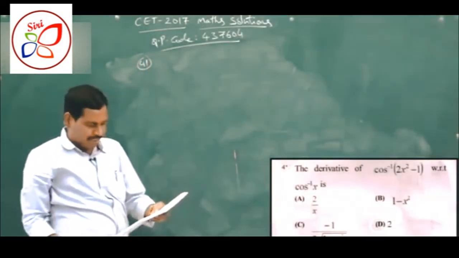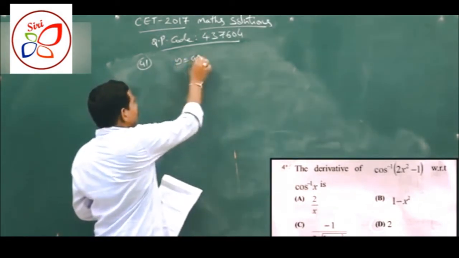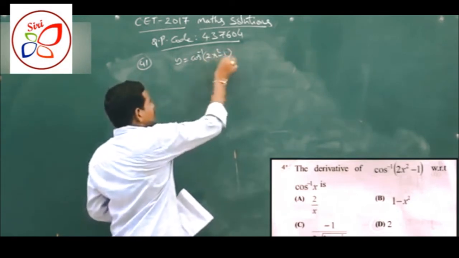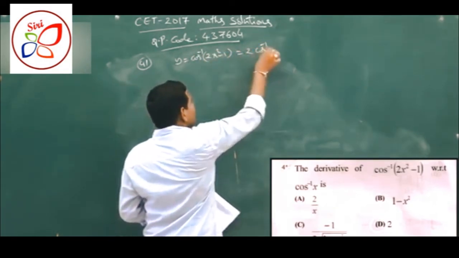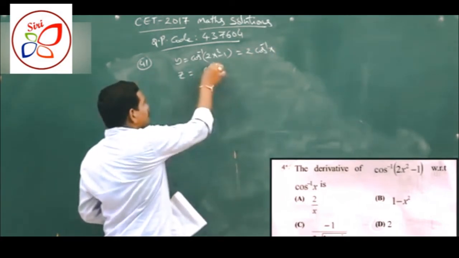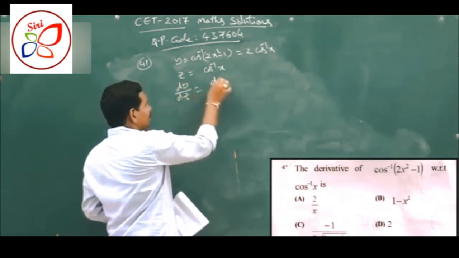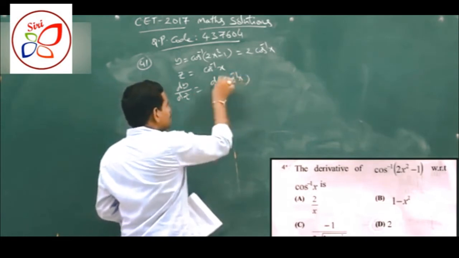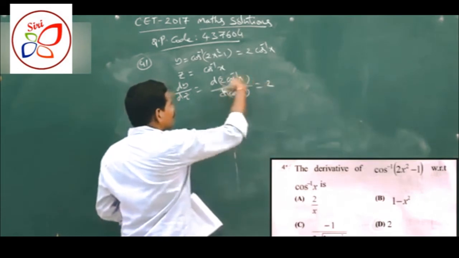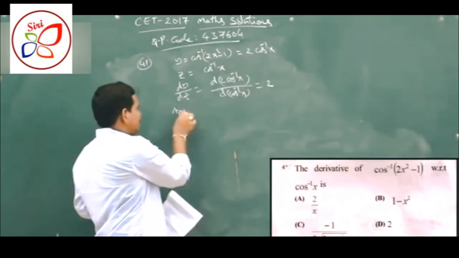Now question number 41. Derivative of y is equal to cos inverse of 2x square minus 1, which is nothing but the formula for 2 cos inverse x, with respect to cos inverse x. We want dy by dz, it means derivative of 2 cos inverse x by derivative of cos inverse x, common terms cancel. So answer is 2, option is D.